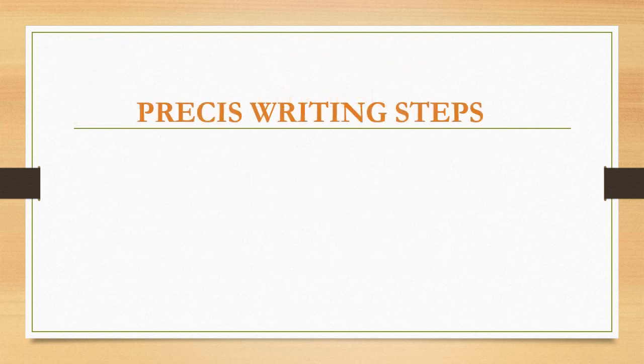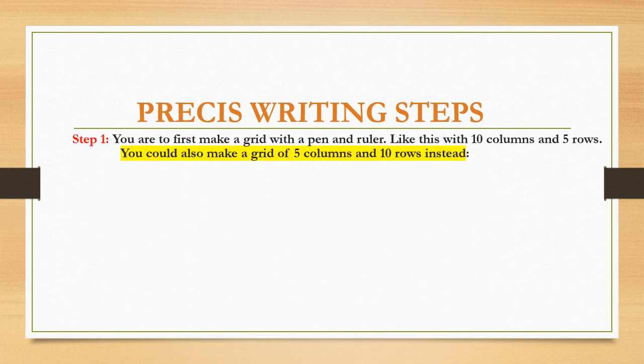Precis writing steps. There are certain steps or rules that you have to follow while writing a precis. Step number 1. You are to first make a grid with a pen and ruler. Don't worry about the word grid. I will show you what it looks like later on. First, you have to understand that you have to draw that with a pen and ruler and not with pencil. Because if you draw the grid with a pencil and leave it like that, marks will be deducted.